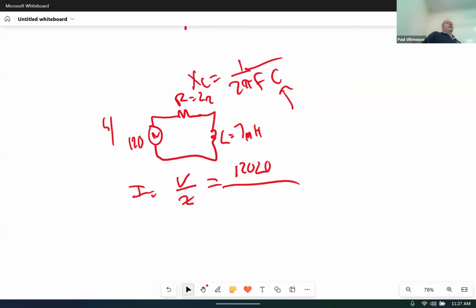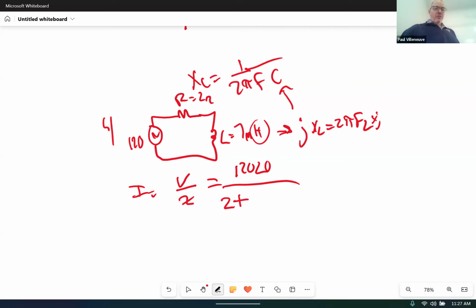It's not 2 plus 7 millihenry. This is in Henry. If I'm doing AC steady state circuit analysis, I have to convert that to ohms, which means X sub L is going to be equal to 2 pi F L. So I had to multiply that by 377, and I had to multiply that by J. When you do that, you end up with 2 plus J 2.64, and that has a unit of ohms, and that's going to give me a current.